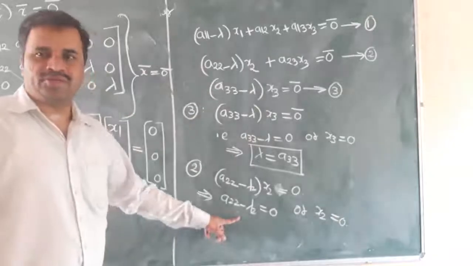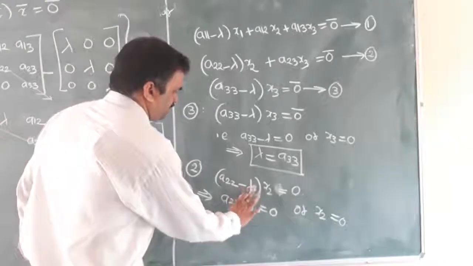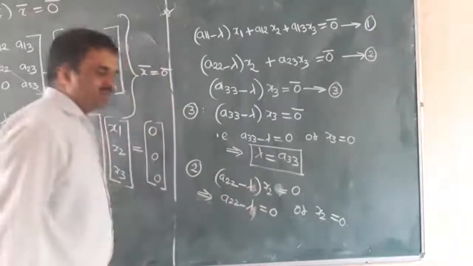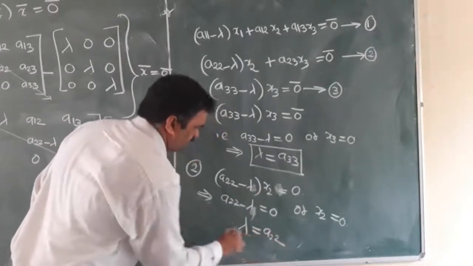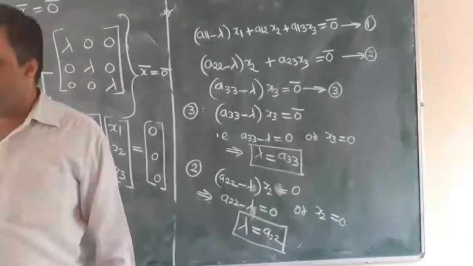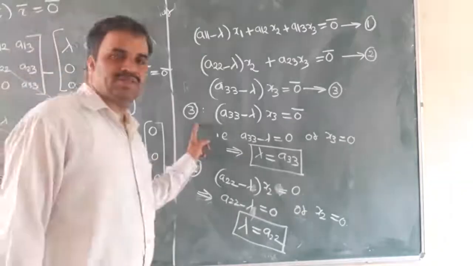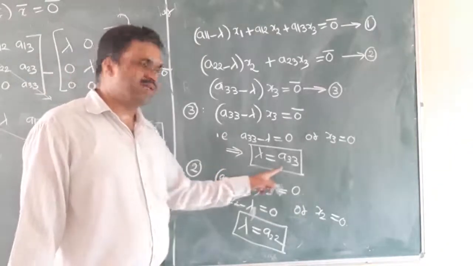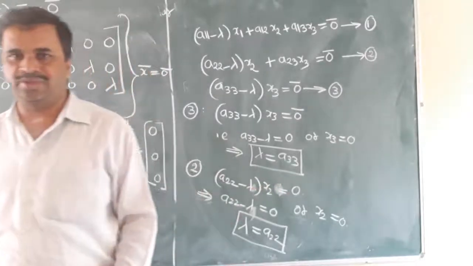I want lambda 2 now. So what is the lambda value? Lambda is a22. At the same time we got the x2 value also, which is 0. So from equation number 3 we got lambda equal to a33, and from equation number 2 we got lambda equal to a22.